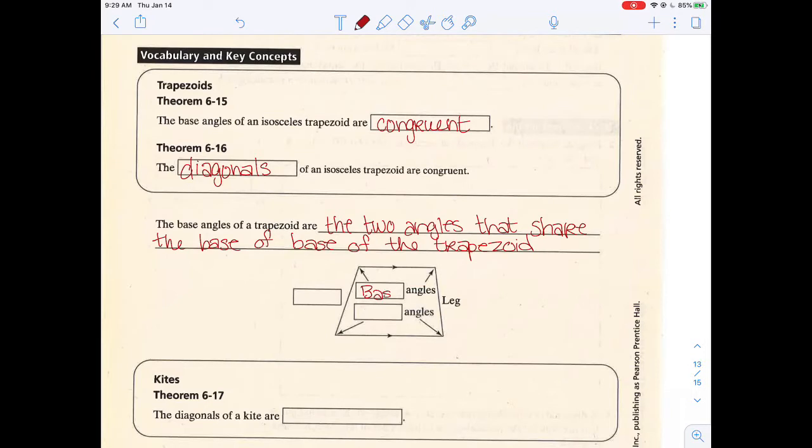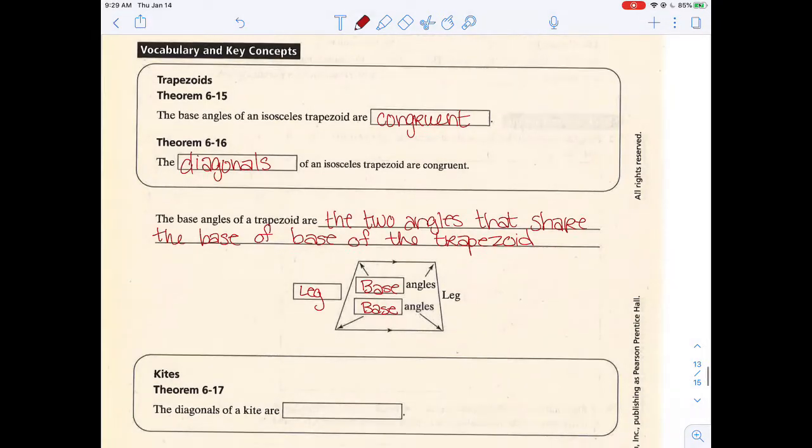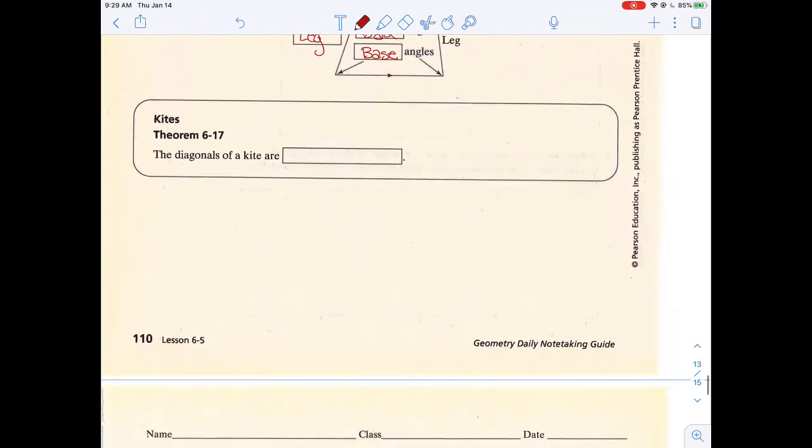So the top two would be base angles, the bottom two would be base angles because they both share one of those parallel sides. And then the two left and right sides are called legs. Then there's one theorem about kites. It says the diagonals of kites are perpendicular.